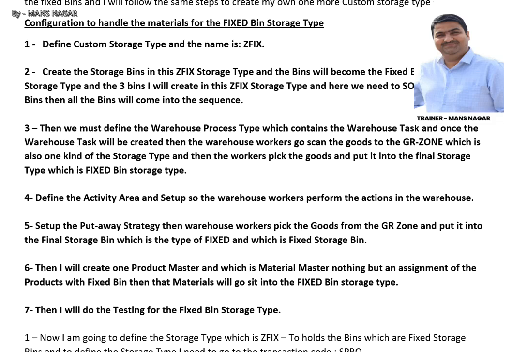Then we must define the warehouse process type, WPT, which contains the warehouse task. And once the warehouse task is created, then we warehouse workers go and scan the goods to the GR zone, which is also one kind of temporary storage type. And then the worker picks the goods and puts it.